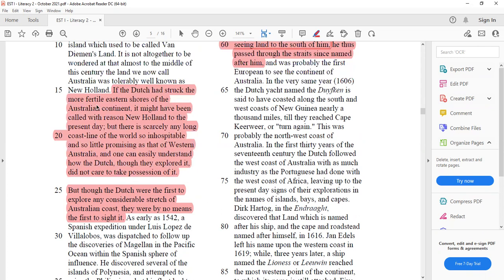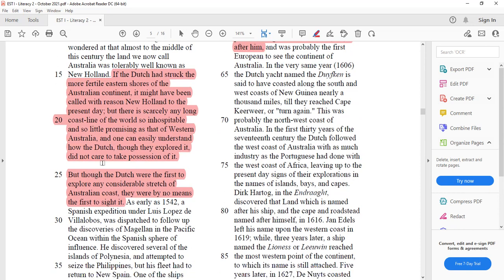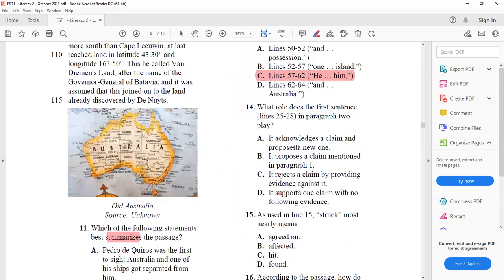If the Dutch had struck the more fertile eastern shores of the Australian continent, it might have been called with reason New Holland to the present day. But there is scarcely any long coastline of the world so inhospitable and so little promising as that of West Australia. And one can easily understand how the Dutch, though they explored it, didn't care to take possession of it. So they never took possession of it. Because of that, it started to be Australia, not New Holland. But though the Dutch were the first to explore any considerable stretch of Australian coast, they were by no means the first to sight it. Okay, mister, let's go there to find which one. It acknowledged a claim and proposed a new one.